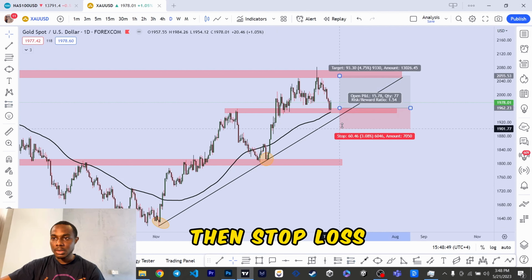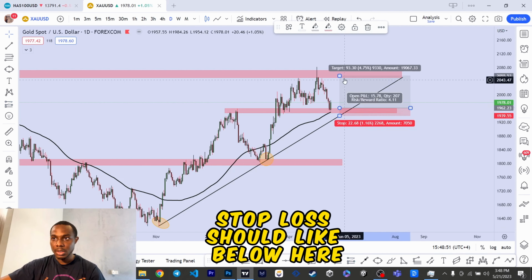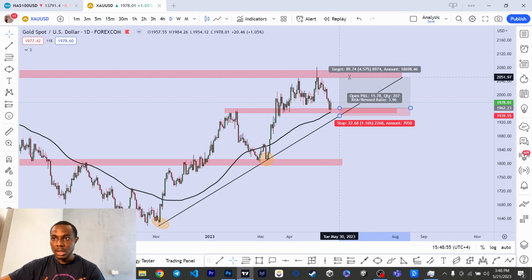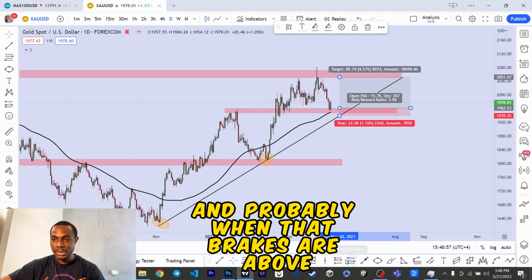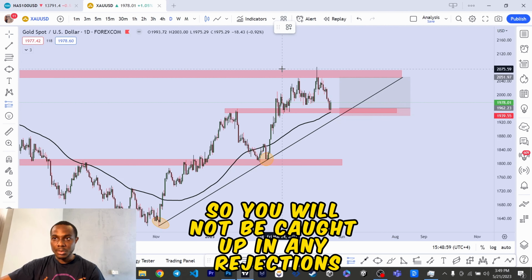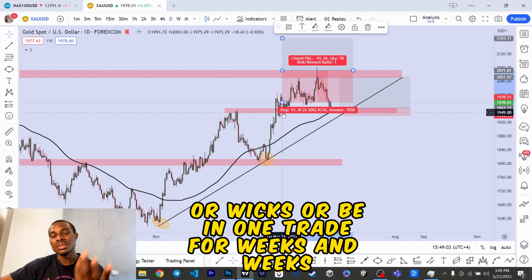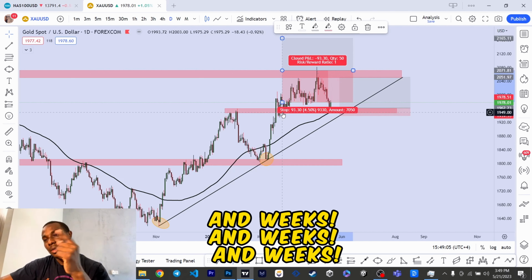Then stop loss should be below here, and for targets, you can first target here, and probably when it breaks above, so you will not be caught up in any rejections or be in one trade for weeks and weeks and weeks.